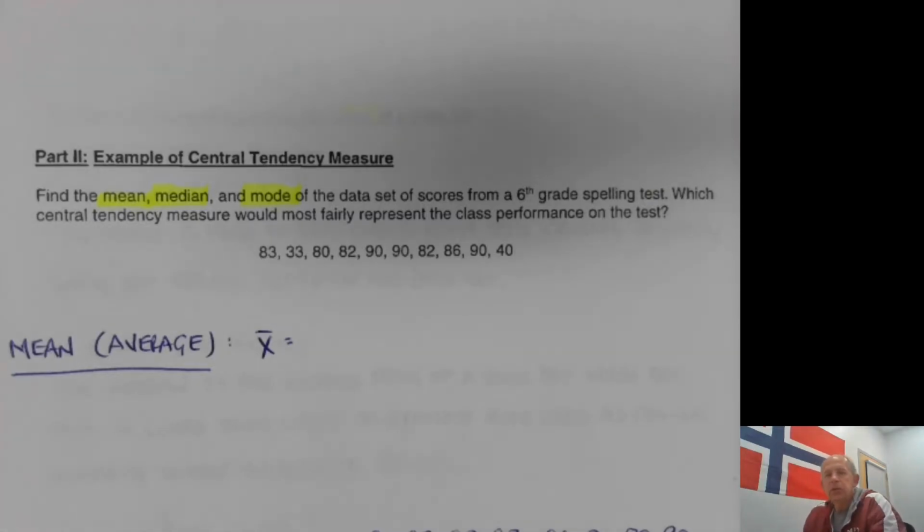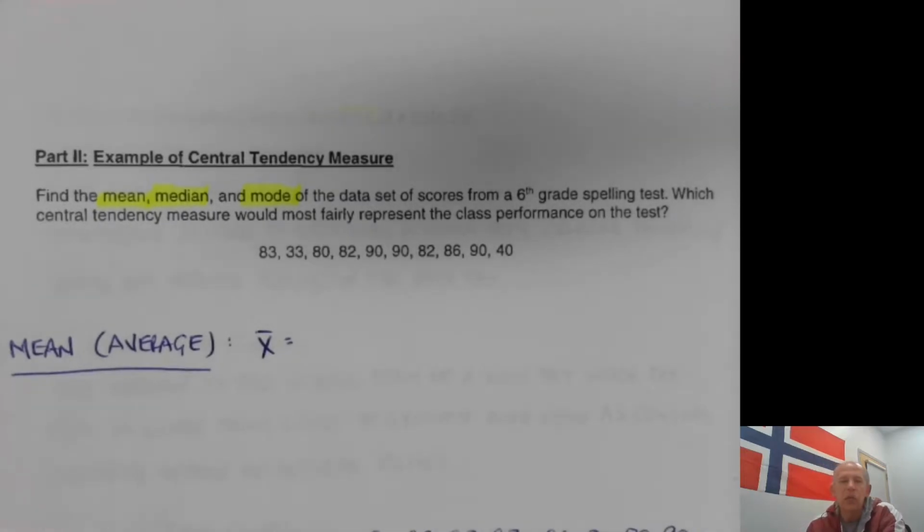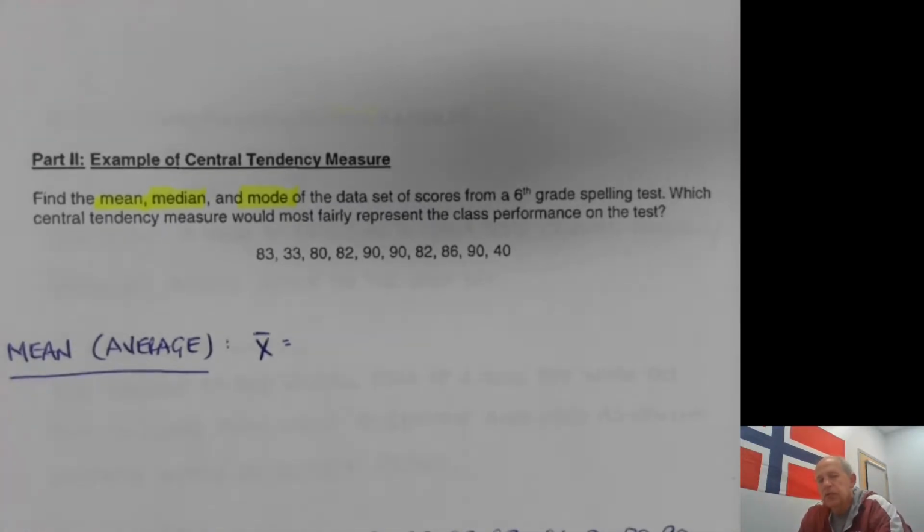So what we're going to do in this video is take a look at actually evaluating the central tendency measures, the mean, the median, and mode of a data set. The data set is a group of 6th grade students who took a spelling test, and we have their percentage scores out of 100 in front of us here. What we want to do is find the central tendency measures of mean, median, and mode, and see which one would most fairly represent how the class did.